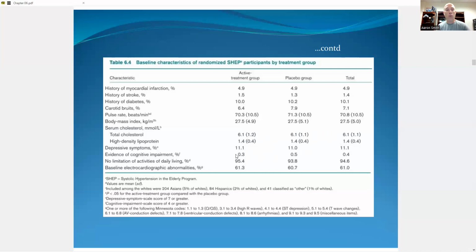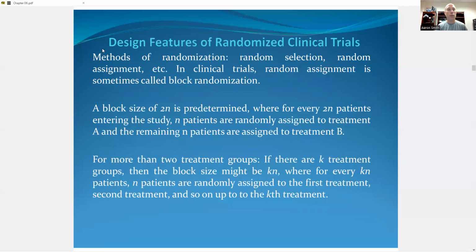Usually when I have a larger sample size, then it'll be easier to get the percentages or the values to be evenly distributed. All right, design features of randomized clinical trials. Methods of randomization. So there's random selection, random assignments, etc. In clinical trials, random assignment is sometimes called block randomization.